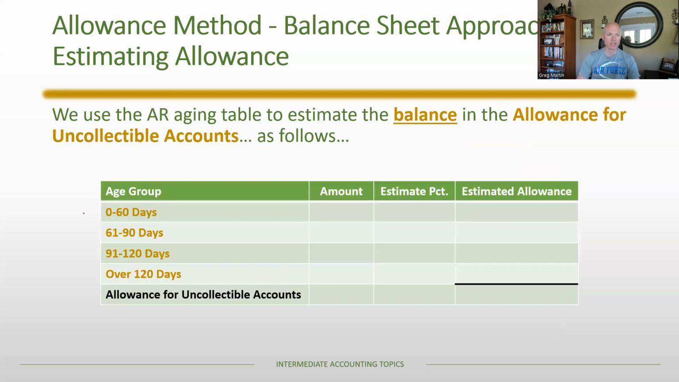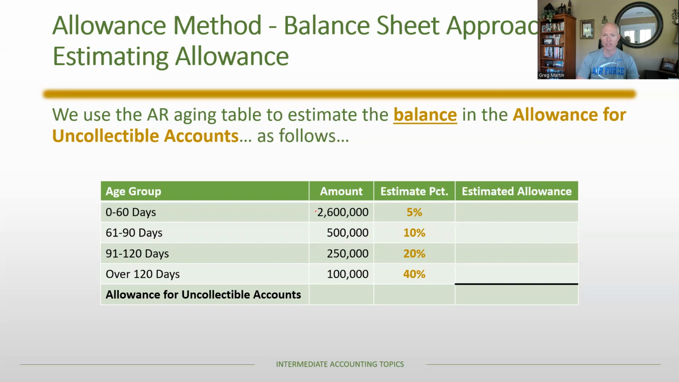And so then we have these different age groups, 0 to 60, 61 to 90, 91 to 120, and over 120. Obviously, every company could have their own way to break it down. This is just the way that we're doing it. And so when I subtotal that out, these were the different amounts on the previous chart for each of those age groups. And so as we would expect, as they age, the probability that they don't pay or the probability that they don't get collected goes up.